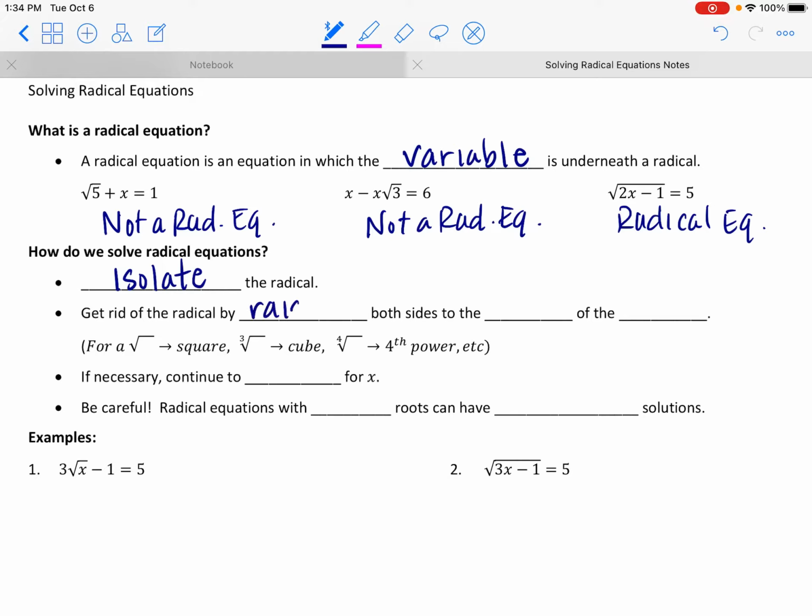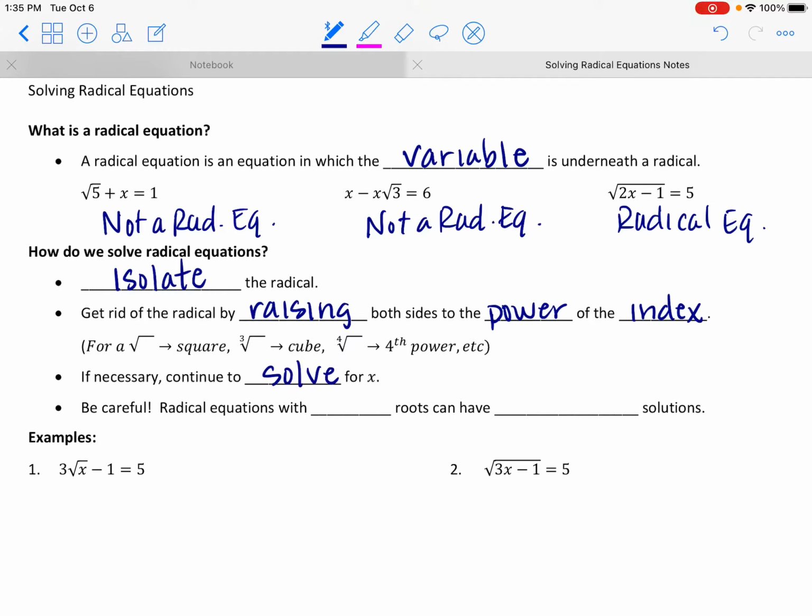And we do that by raising both sides of the equation to the power of the index. If it's a square root, index is 2, we square both sides. If it's a cube root, the index is 3, we cube both sides. If it's a fourth root, the index is 4, we raise both sides to the fourth power, okay? And then if necessary, we will continue to solve for x.